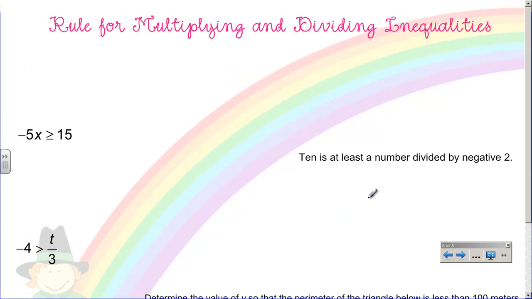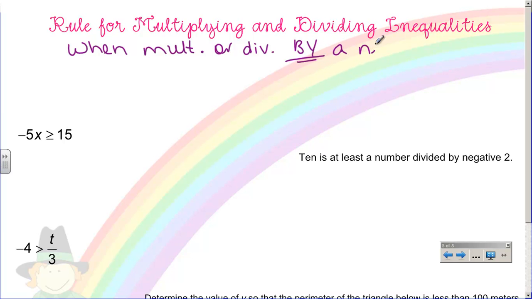So let's talk about when these are special. The only time inequalities are different from equations is whenever you are multiplying or dividing by a negative number. Here is the rule when that happens. When multiplying, I'm going to abbreviate, or dividing by a negative number.